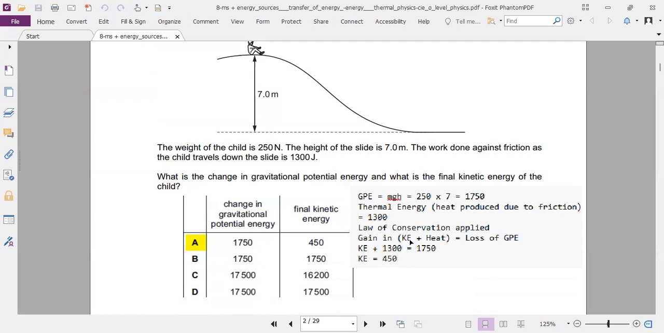The gain in kinetic energy when it slides down plus the thermal energy that is lost should be equal to the loss of the GPE. So KE plus 1300 gives 1750, and KE will be 450. So the change in the GPE is 1750, all the GPE will be lost, and the final KE will be 450.